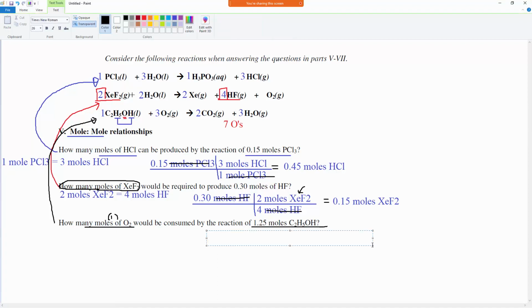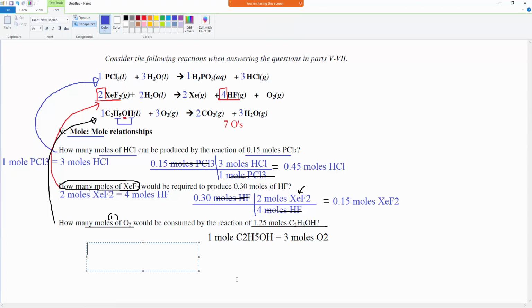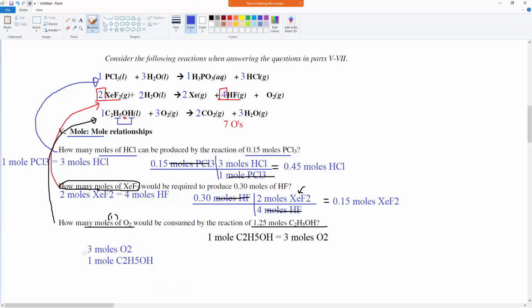Good. It is every 1 mole of C2H5OH is equal to 3 moles oxygen. Good. And that's, again, I'm just looking at these coefficients here. All right, so when I put this together, let's say if I wanted to go backwards and I said I'm looking for moles of oxygen, and here's where I have moles of oxygen. 3 moles oxygen and every 1 mole C2H5OH. Here we go. Whoops, that was not a straight line.